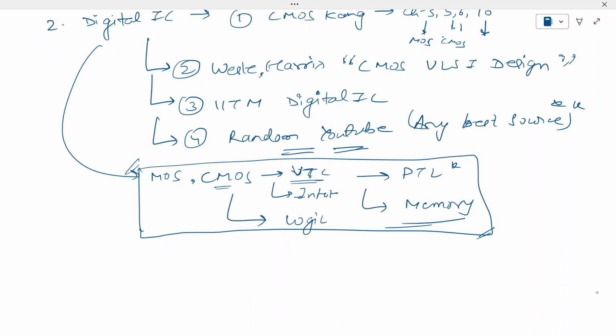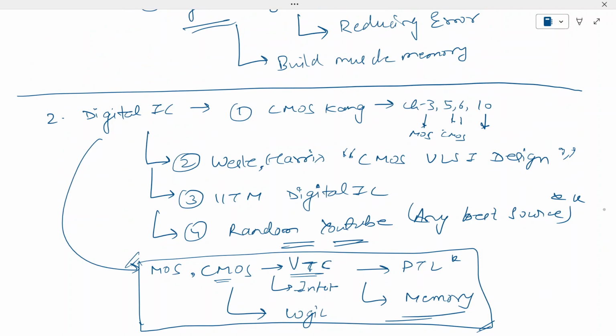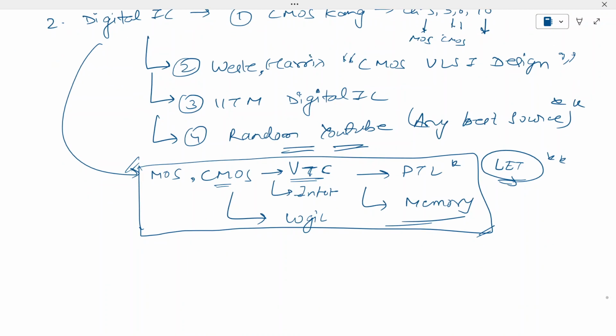Interview questions based on CMOS and MOS can be searched on the net, but I have given you the topics from which the questions will be asked in the interview. So digital IC is this much only, but you have to cover it in depth. Also, if you can cover the logical effort theory, that would be an added benefit, because it is going to be asked in your interview.